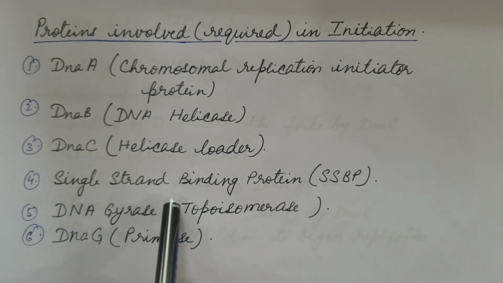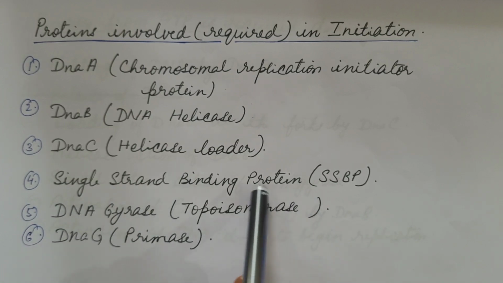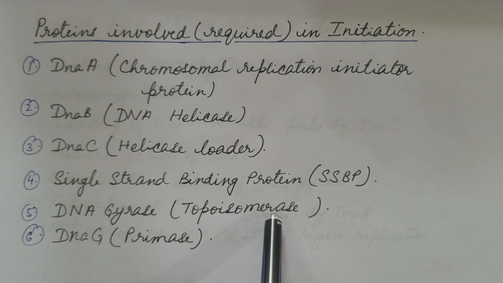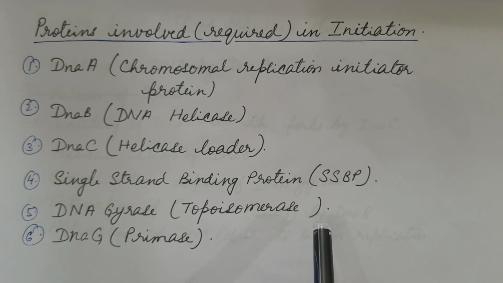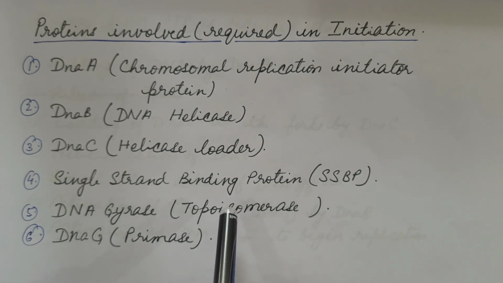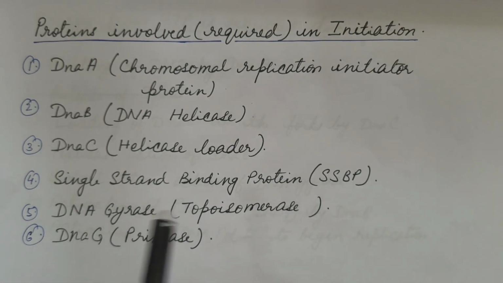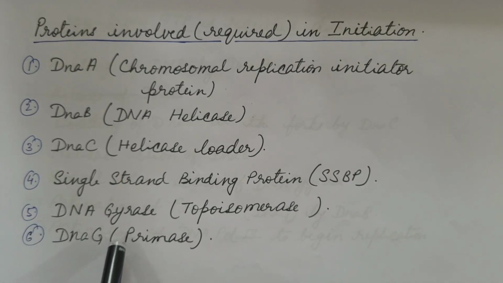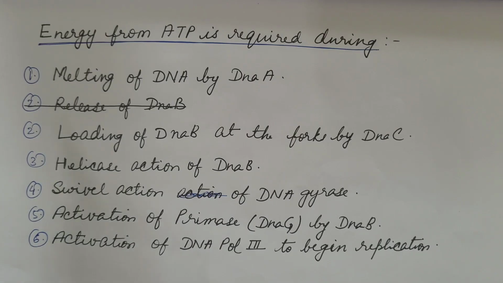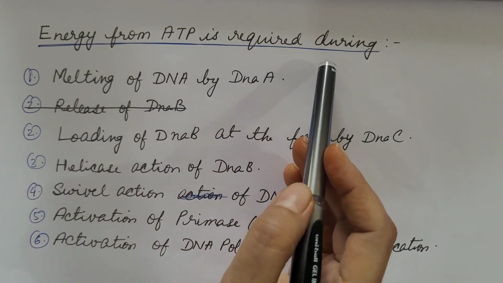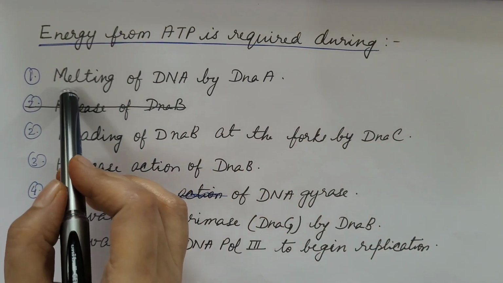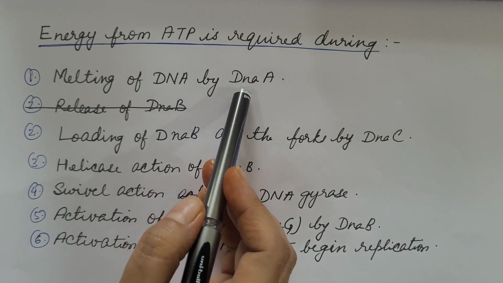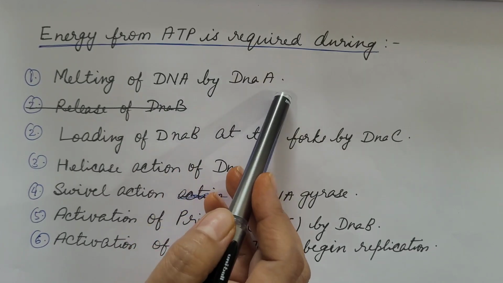Then fifth is DNA gyrase, which is a topoisomerase, which relieves the supercoiling ahead and behind the replication bubble. Sixth is DnaG, which is primase, which synthesizes RNA primer in case of E. coli. And in this process, energy from ATP is required. It is required during melting of DNA by DnaA, which is the initiator protein.